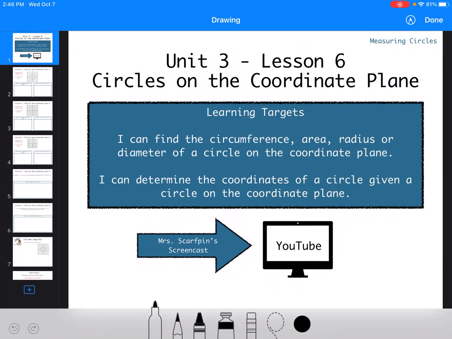Unit 3, Lesson 6, Circles on the Coordinate Plane. I can find the circumference, area, radius, or diameter of a circle on the coordinate plane. I can determine the coordinates of a circle given a circle on the coordinate plane.